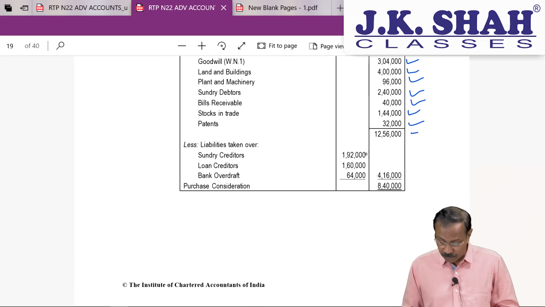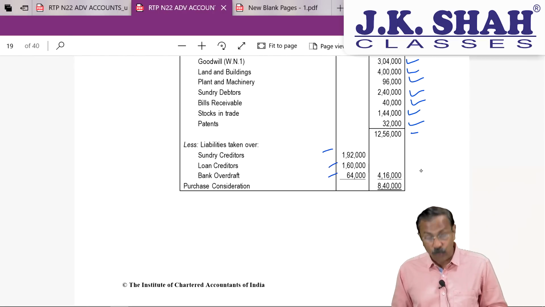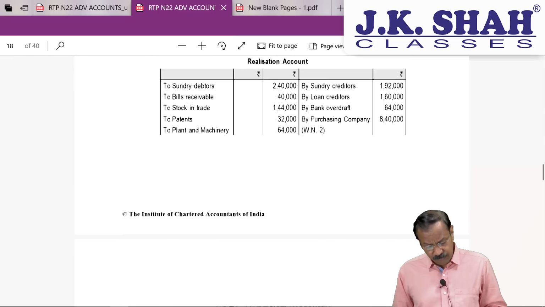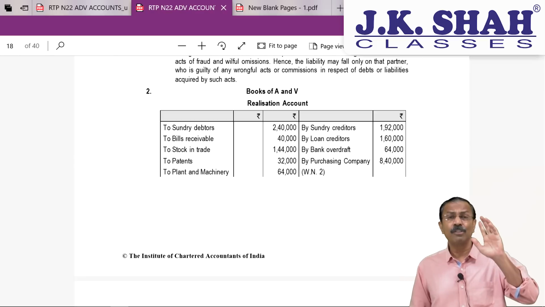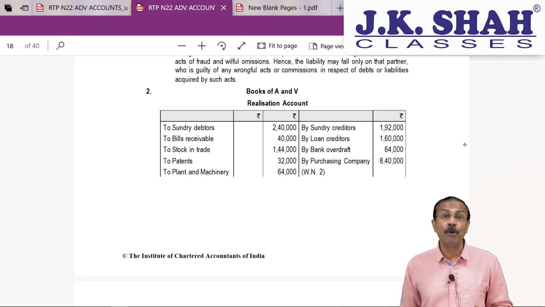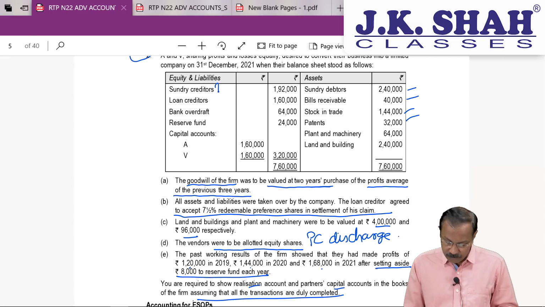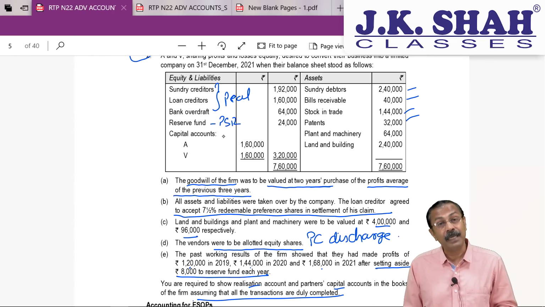This is your total of assets. 3 liabilities taken over at book values. This is the total. So this is your PC 840, which will be discharged in the form of equity shares only, remember. Now you close the books of the firm. Very simple. First step is transfer all assets and liabilities at book value to respective accounts. Like all these 3 items will be transferred to your realization account at book value. Reserve fund you will distribute among the partners in PSR, to partners' capital account, and this goes to your capital account.